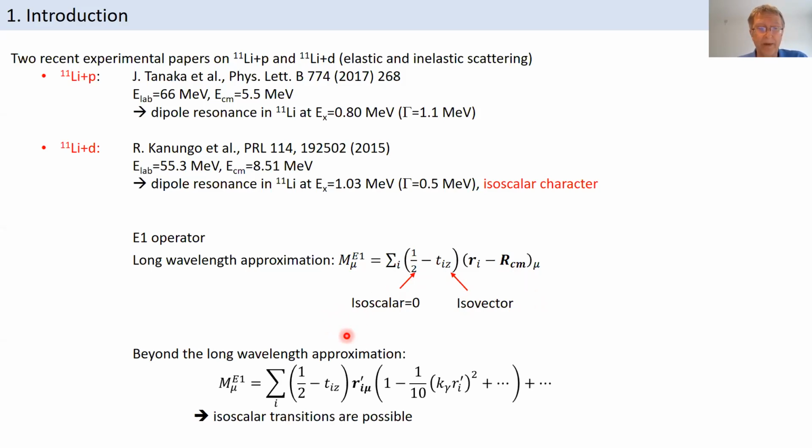And if you go beyond the long wavelength approximation, then there are additional terms. The first term in this expansion is written here. So you have K gamma here, the photon wave number, and R prime, which is Ri minus Rcm. So if you go beyond the long wavelength approximation, you may have isoscalar transitions.